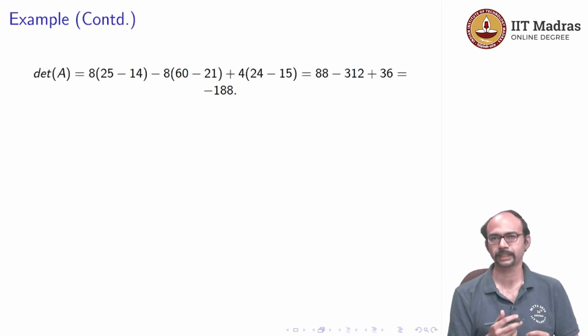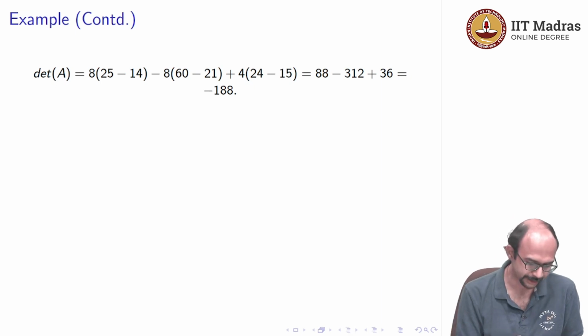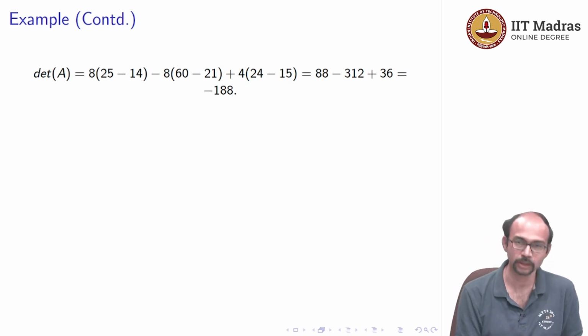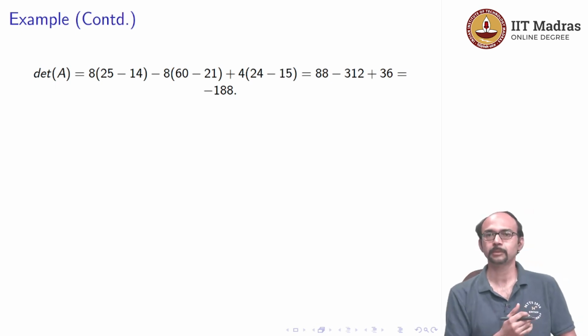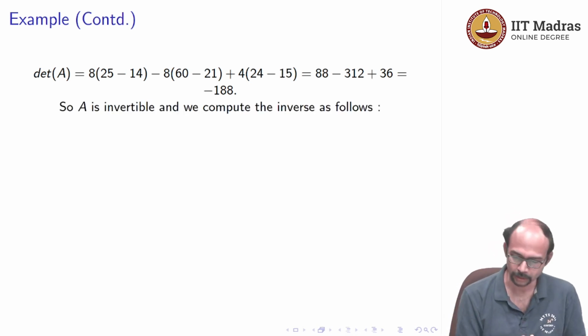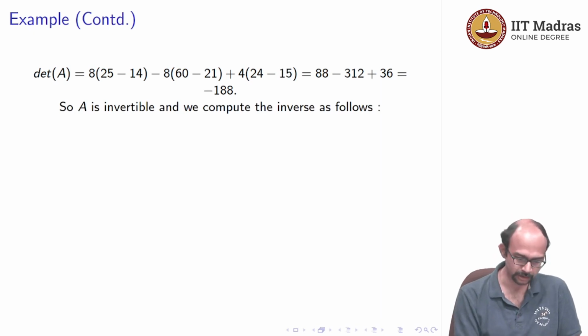So, the determinant of A, we can compute this, and we know how to do this now. It gives you minus 188, which is non-zero, which is really all we care about. So, once it is non-zero, that means A is invertible, and we know explicitly what the solution is. It is A inverse times B. So, now we have to compute A inverse, and then multiply it with B. Okay. So, how do we compute A inverse?